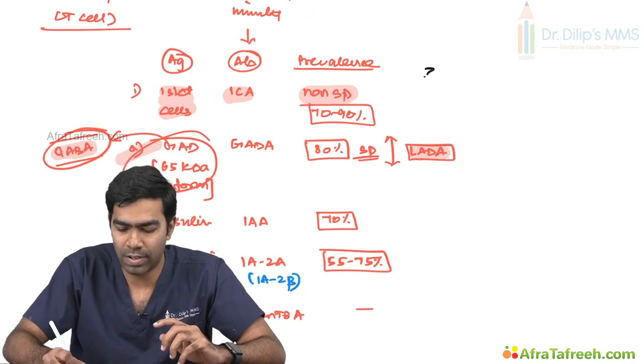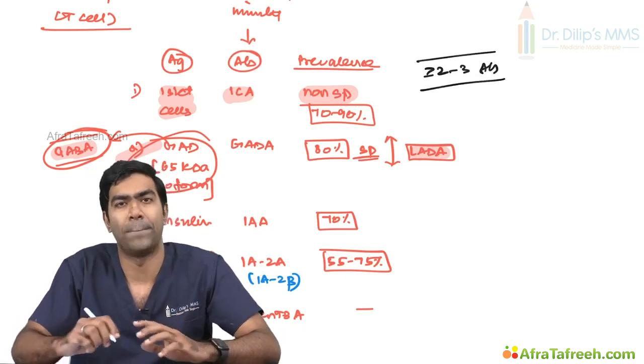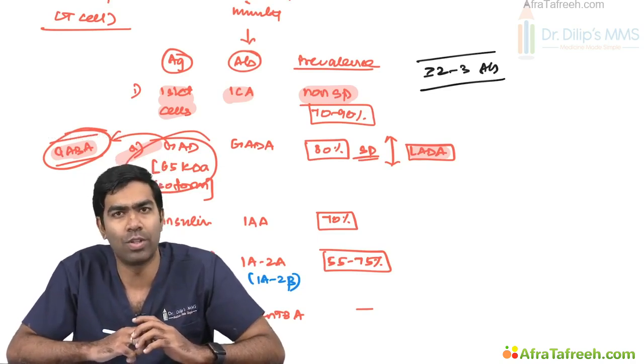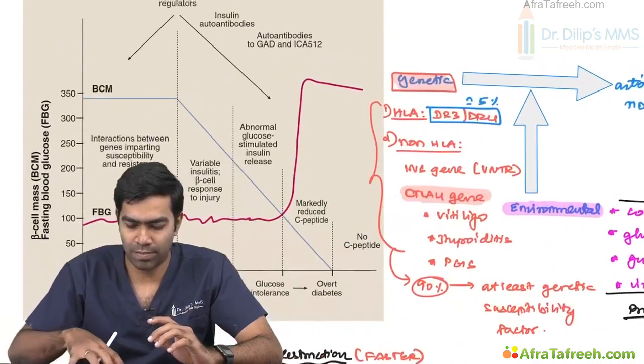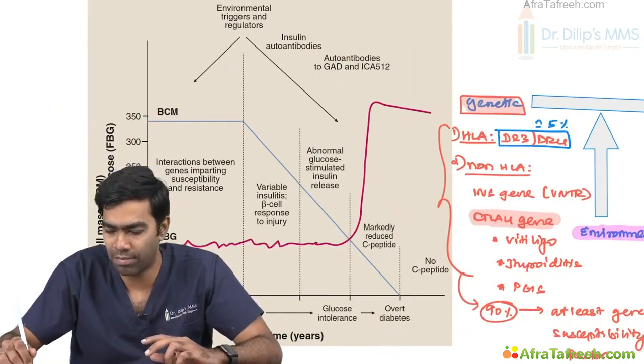And remember the fact that whenever you are testing for antibodies, at least test 2 to 3 antibodies. Don't test only one antibody, otherwise you will tend to miss the bus. So at least try to test for 2 to 3 antibodies minimum. Now, after knowing about different antibodies and the mechanisms of autoimmunity, let us see the graph finally.